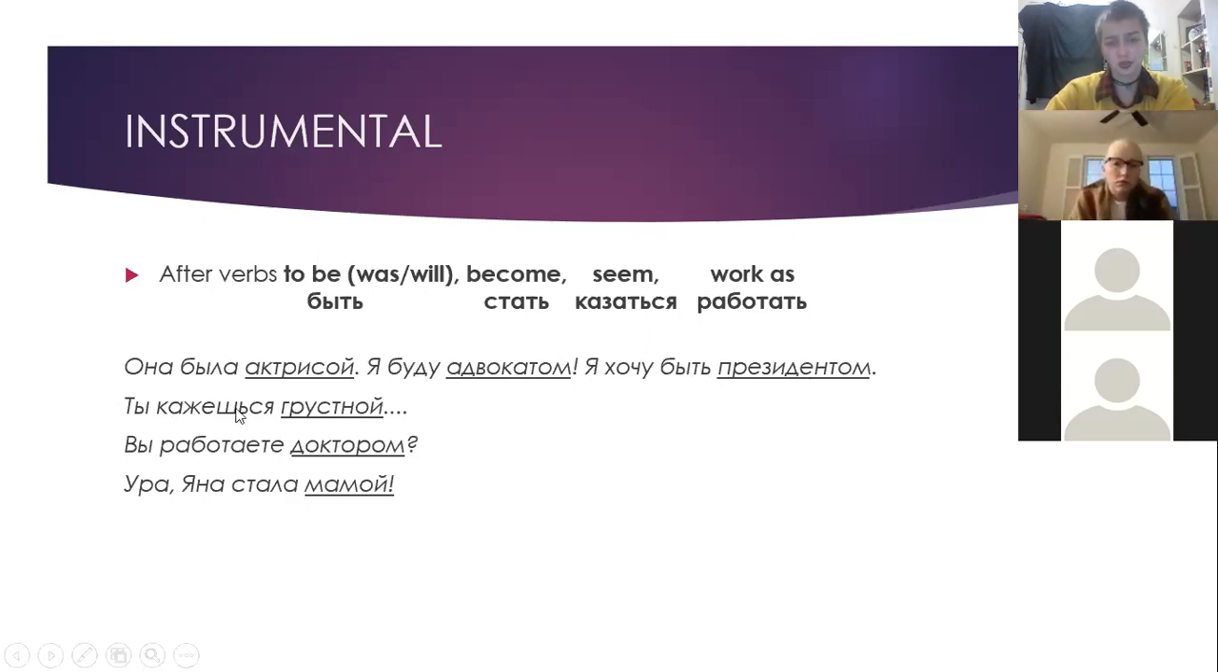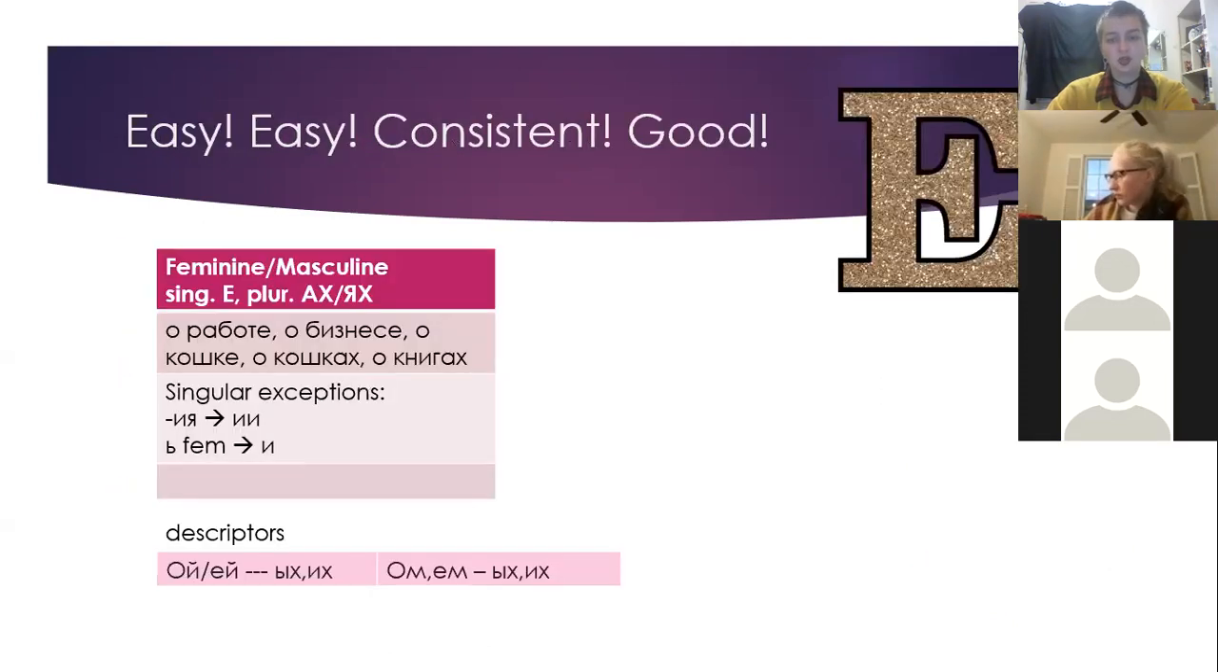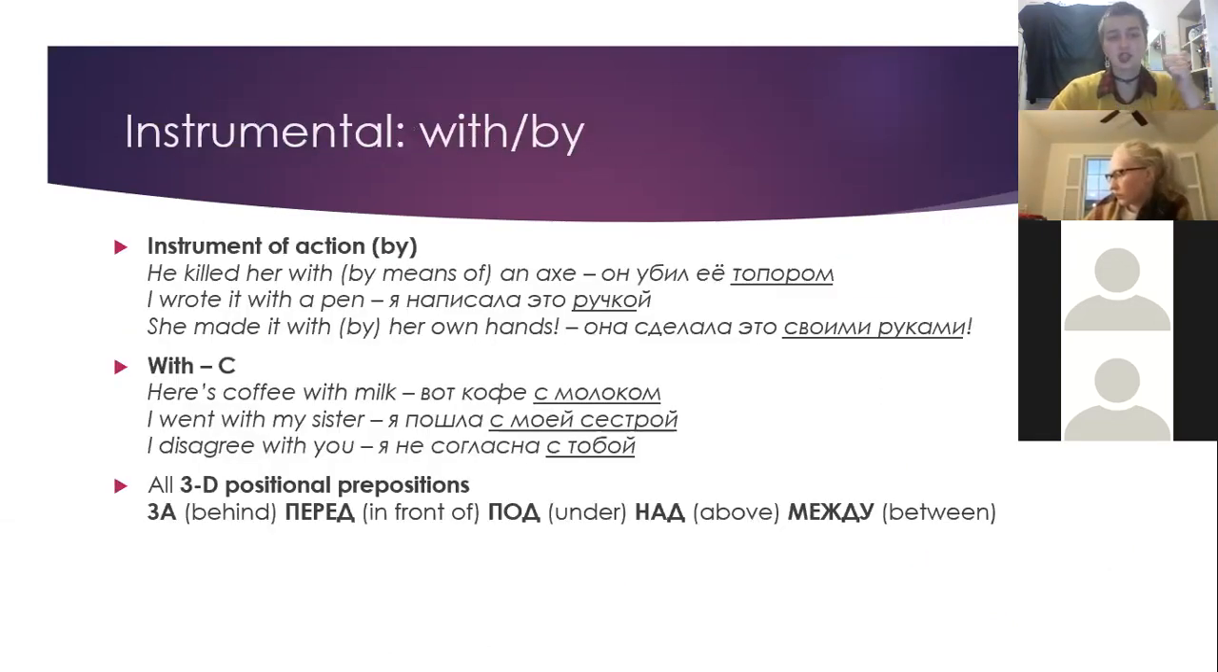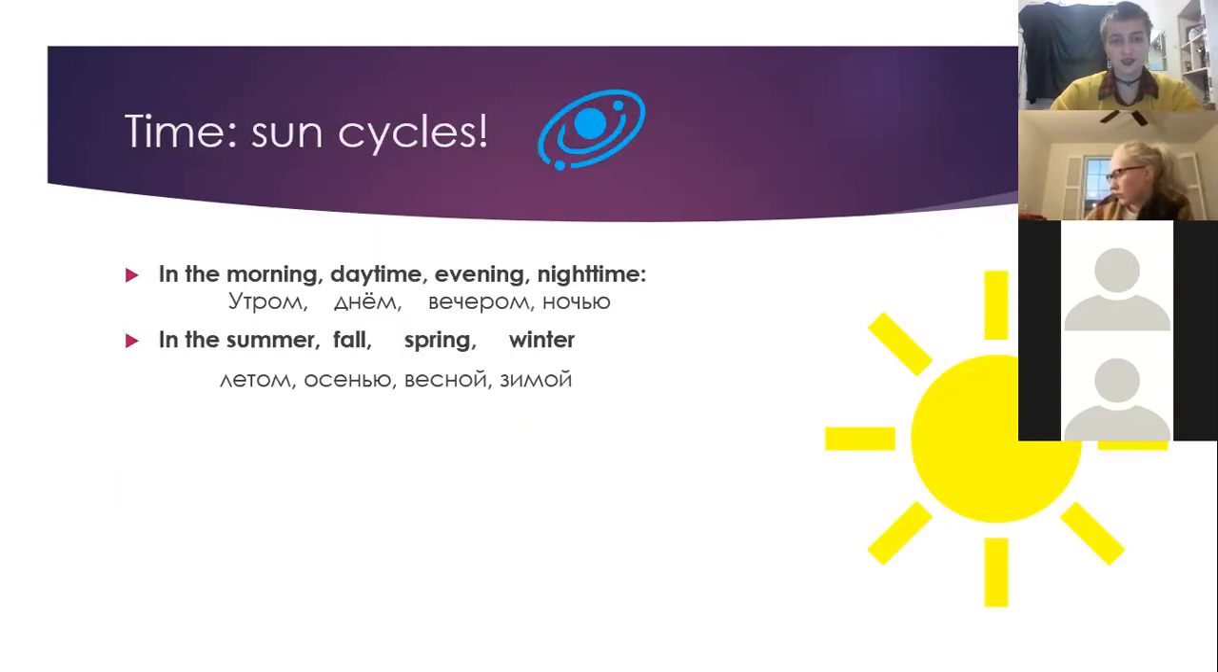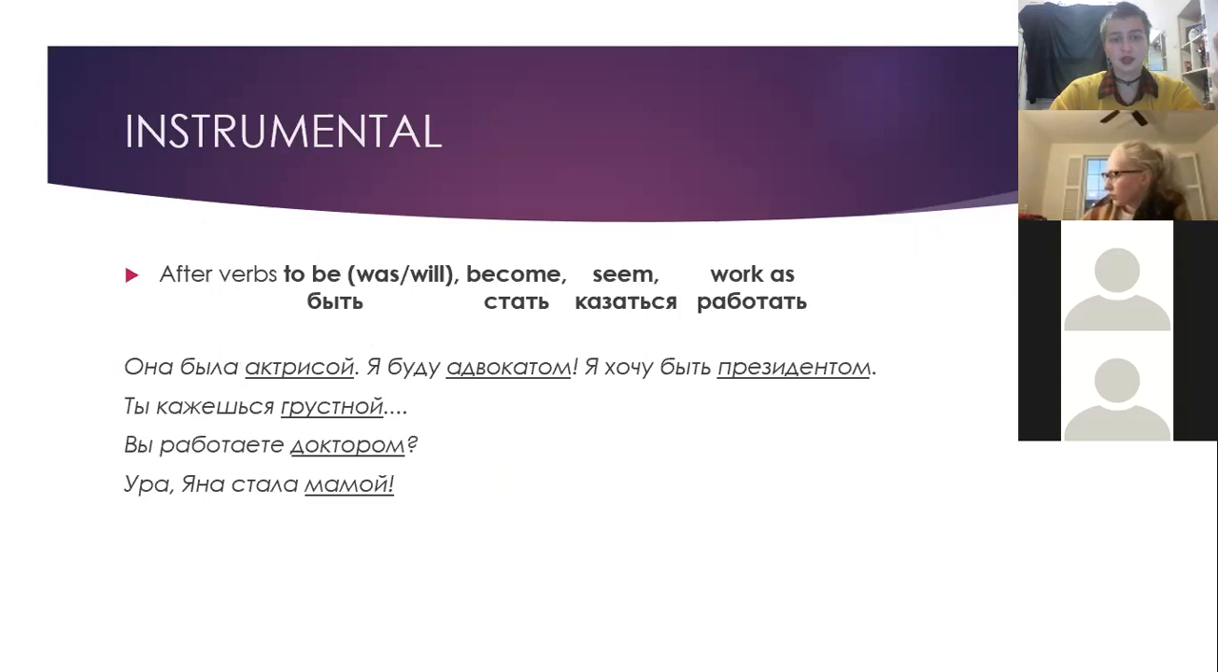Ты кажешься грустной. You seem as sad. Yeah, you seem to be sad. Вы работаете доктором? Do you work as a doctor? Ура! Яна стала мамой. Yay! Jane became a mother. Да? Быть, стать, казаться, работать. Be, become, seem, or work as. So these are your basic things. Instrument of action with 3D positions, sun cycles, and those verbs.